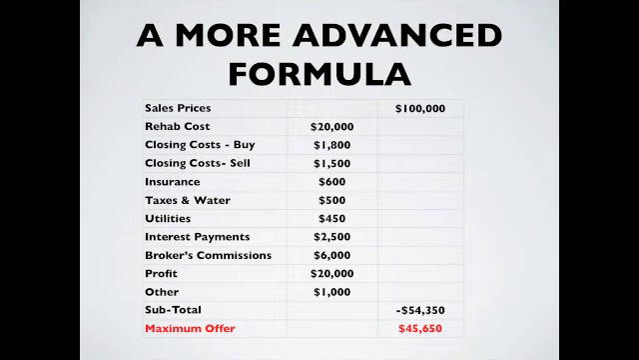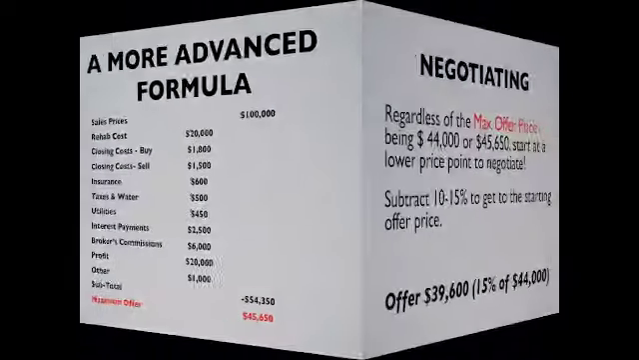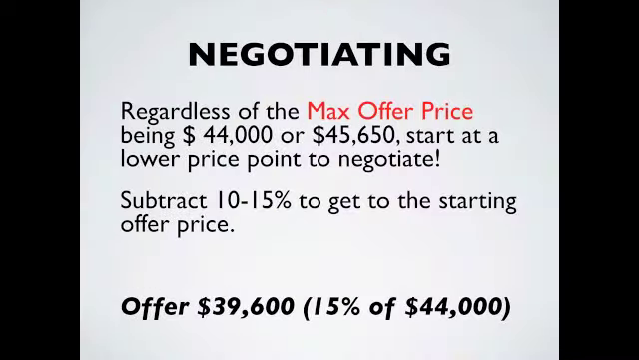And then I have an other category for some cost overruns. I subtotal all that up, subtract it off of my sale price, and I get my maximum offer, in this case, $45,650. Now, just a note with negotiating, those are the maximum offers, regardless of if it's $44,000 or $45,000.